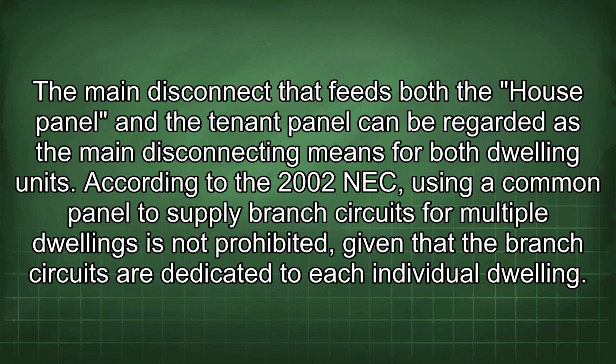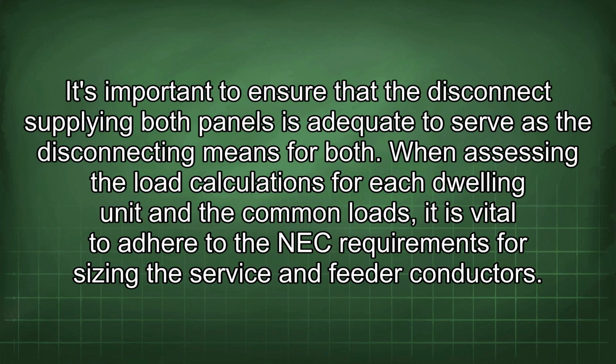The main disconnect that feeds both the house panel and the tenant panel can be regarded as the main disconnecting means for both dwelling units. According to the 2002 NEC, using a common panel to supply branch circuits for multiple dwellings is not prohibited, given that the branch circuits are dedicated to each individual dwelling. It's important to ensure that the disconnect supplying both panels is adequate to serve as the disconnecting means for both.